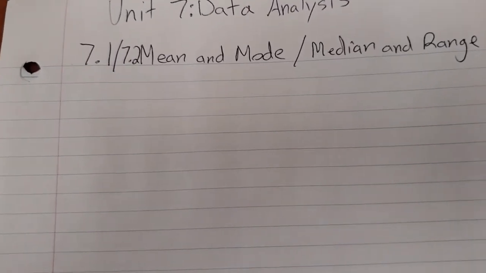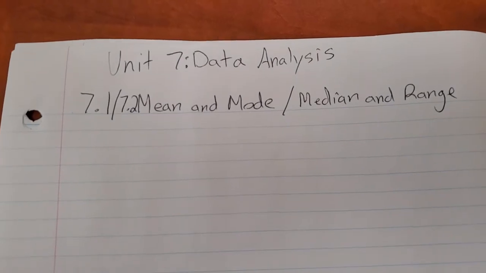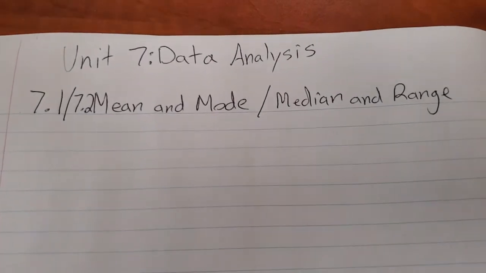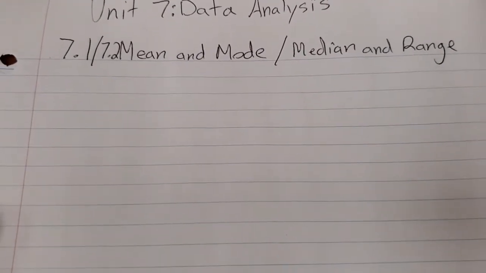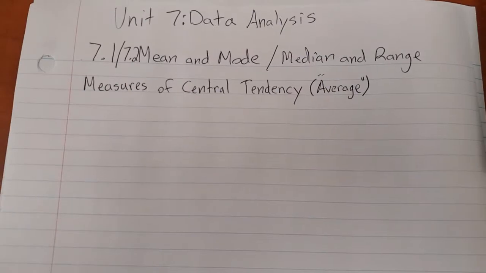All right, this is the start of Unit 7, Data Analysis. This is the video for 7.1 and 7.2, Mean, Mode, Median, and Range. I'm going to combine this into one lesson.